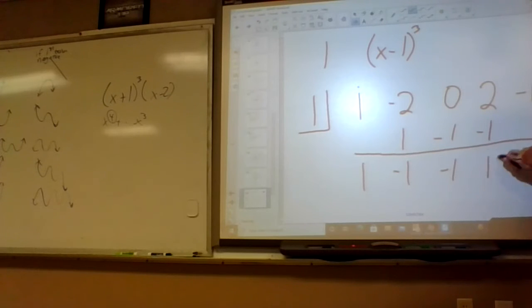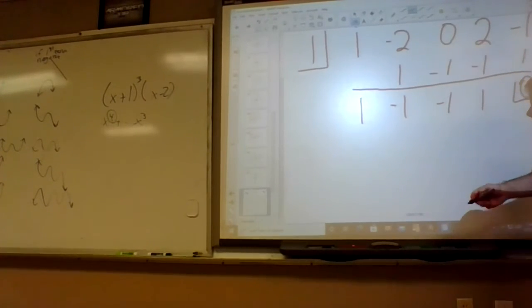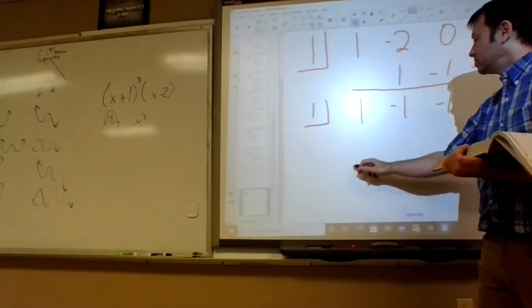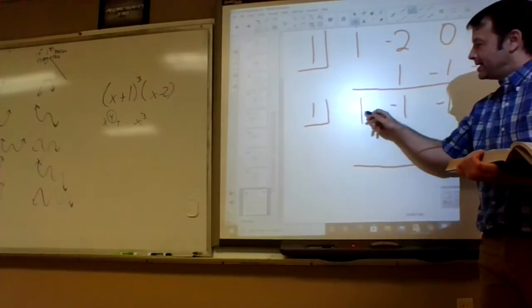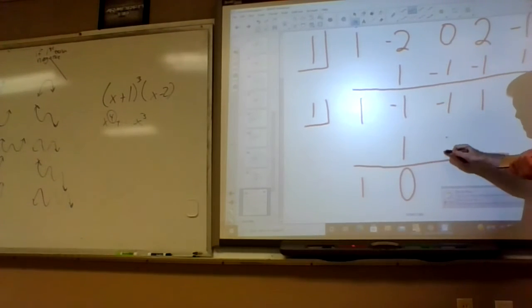Now, if we do this right, it should come out as 0 every time because these are supposed to be factors. But you have to do it again. You got to do it twice more because 1 is a triple root. No crying in my class. Add down.